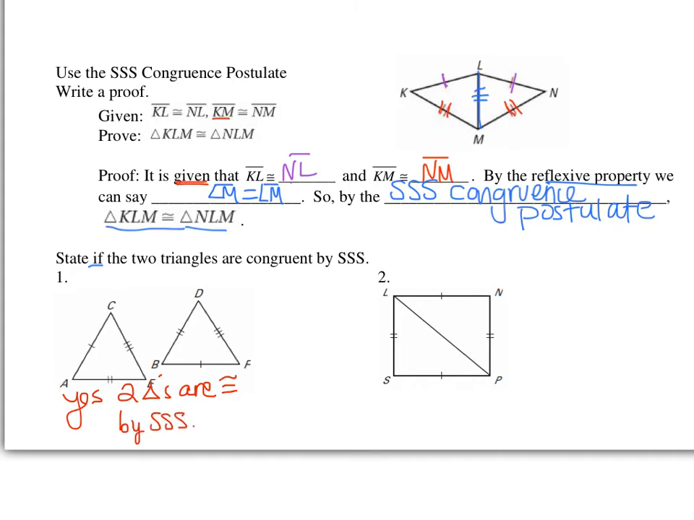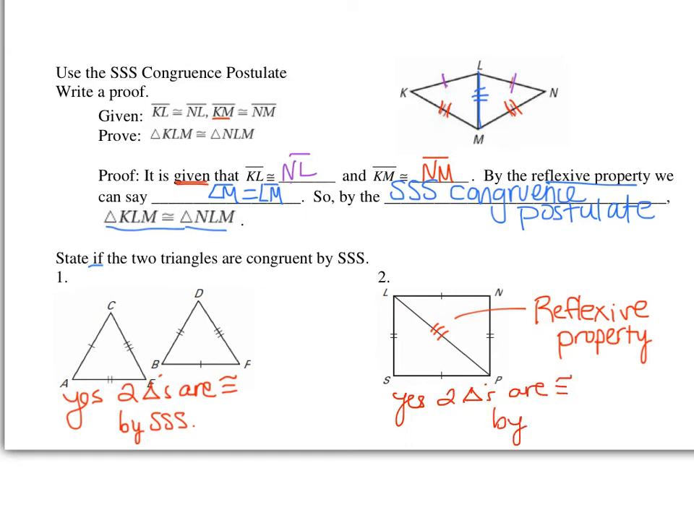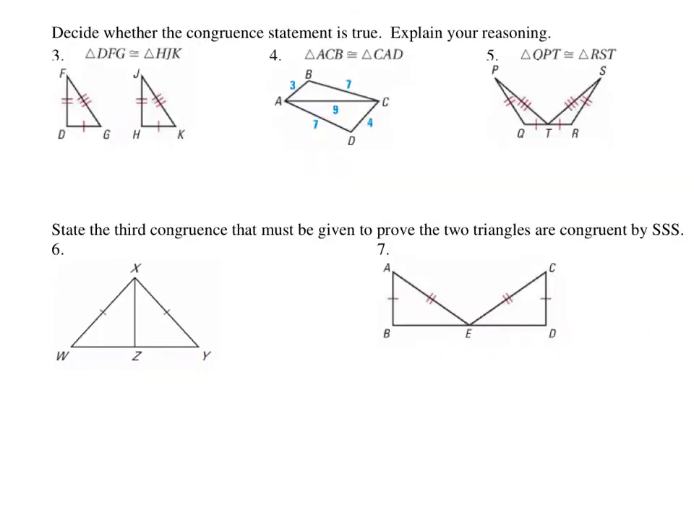So the next one, we see that there's a side that they share. Remember, that's the reflexive property. Because now we can see that LS is congruent to NP, SP is congruent to LN, and then LP is congruent to LP. We do see that all 3 sides are congruent. So we can say yes, our 2 triangles are congruent by side, side, side. On these 3 examples, you want to be able to tell if the congruent statement is written correctly for the triangle, or if you can even write one to begin with.